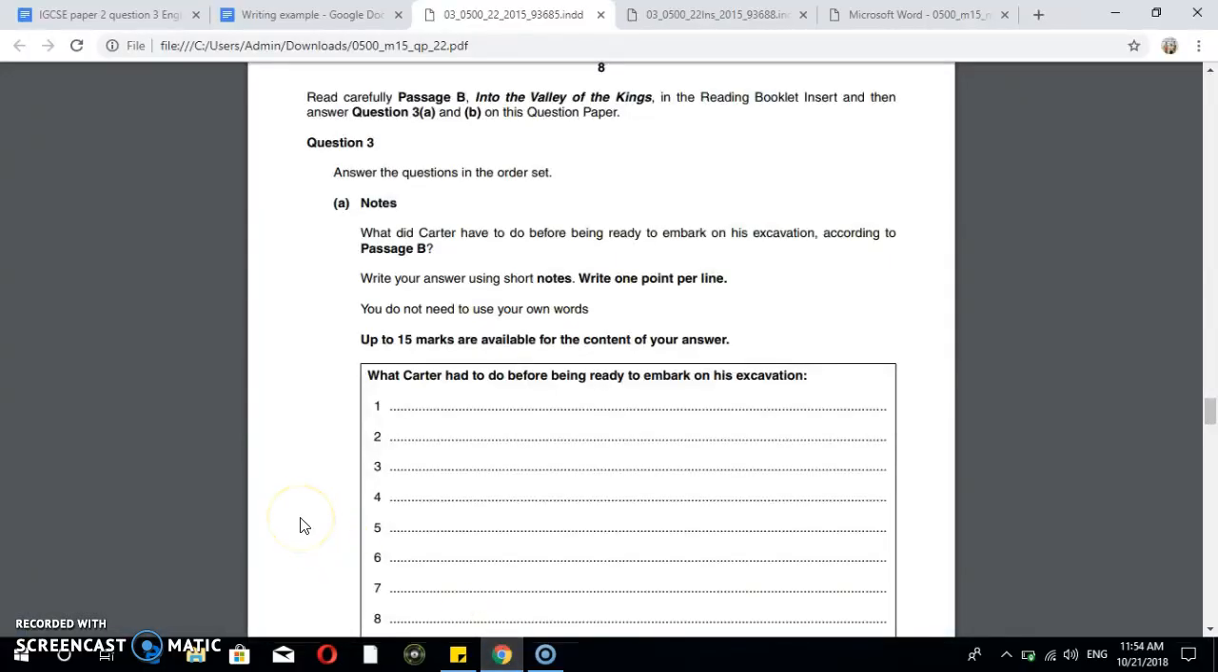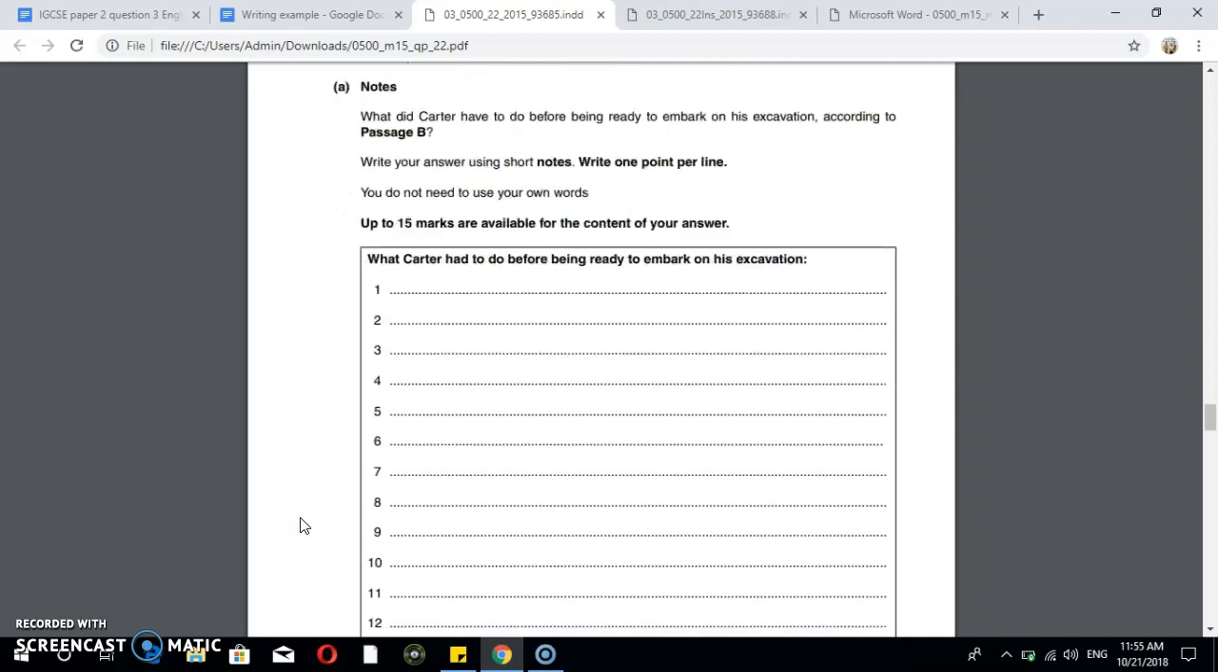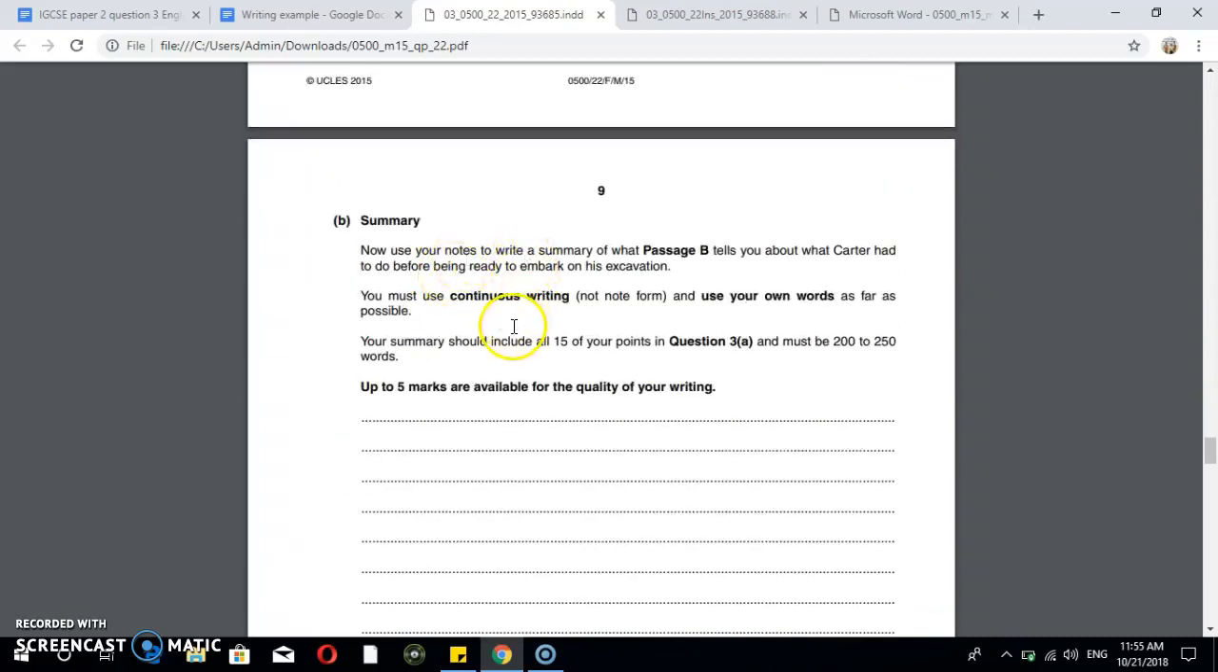As you can see in this past paper, the question asks you to summarize an article into the Valley of the Kings and write them in your own words. So right here, yes, write them using your own words. This is the older version of the paper in 2015, as you can see up there.